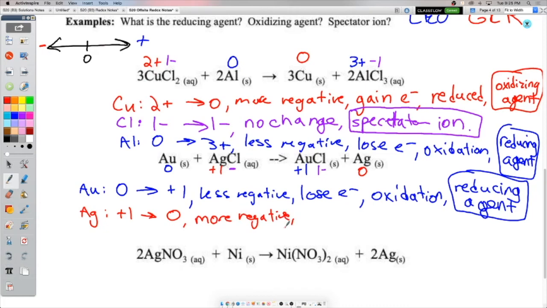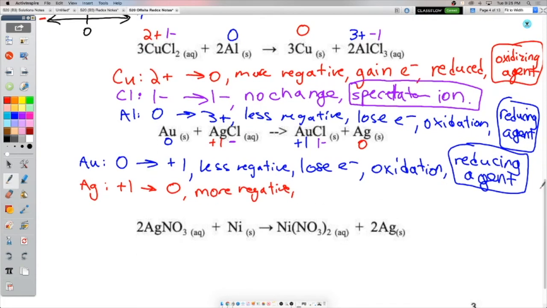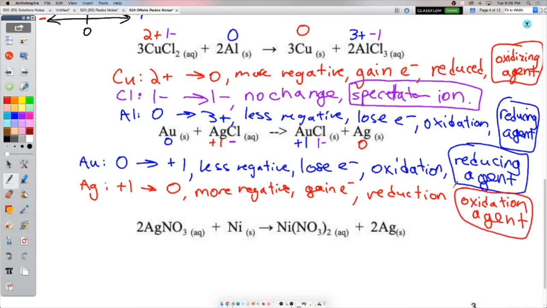And since electrons are negative, the only way to get more negative is to gain those negative electrons. Now, LEO GER, gaining electrons is reduction. Okay? And if you're reduced, if you're taking something else's electrons, well, you're helping that thing lose its electrons. So you're helping something else be oxidized. Okay, so you are the oxidizing agent. Whoops, I said oxidation agent. That's fine too. There's nothing wrong with calling it that either.